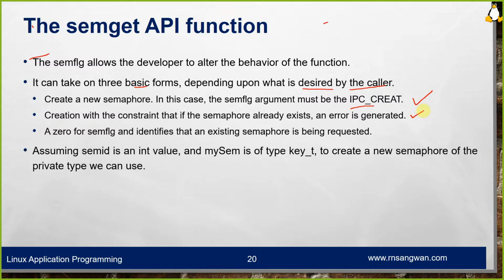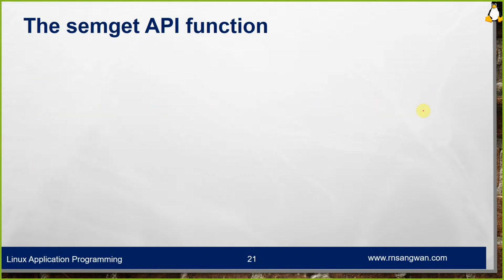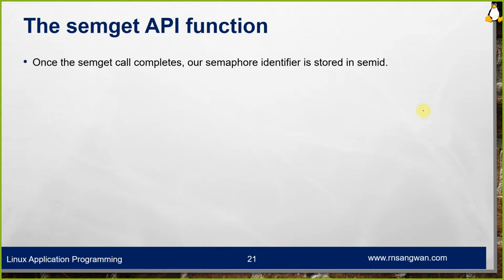Assuming semid is an integer value and mysem is of type key_t, to create a new semaphore of the private type we can make the function call very easily: semget IPC_PRIVATE, 1 semaphore to create, and permission 0666. Once the semget call completes, our semaphore identifier is stored in semid. If an error occurred, a -1 would be returned.